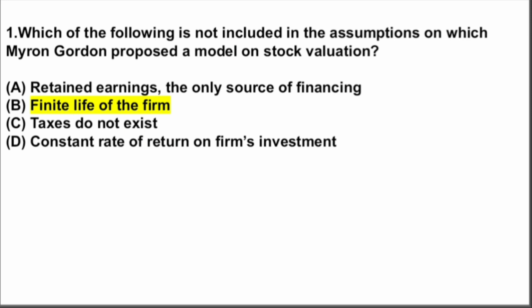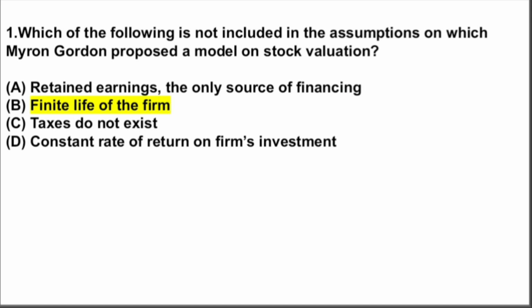So it is the right option in this question, because they have asked about which is not included in the assumptions. Finite life of the firm is not included in Gordon's model, because Gordon says that the firm has a long-term life, very long life. And Walter's model also says that the firm has a very long life.